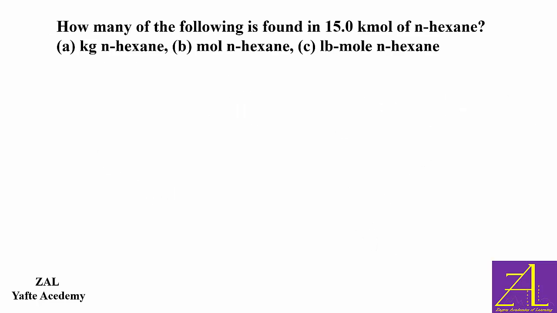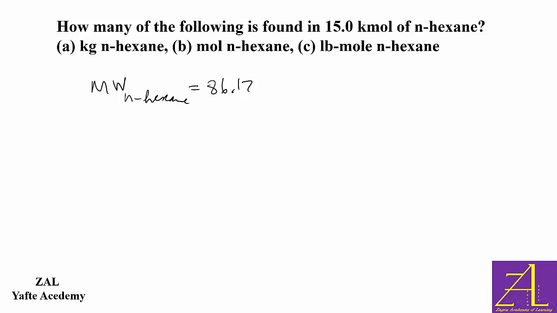Now let's go to the exercise given. How many of the following are found in 15 kilomole of normal hexane? For that, we have to know the molecular weight of normal hexane. We can look that up in the table, and molecular weight would be 86.17. As we said earlier, we can use 3 different units for this depending on what we want to do.